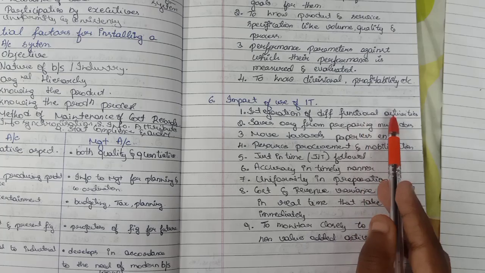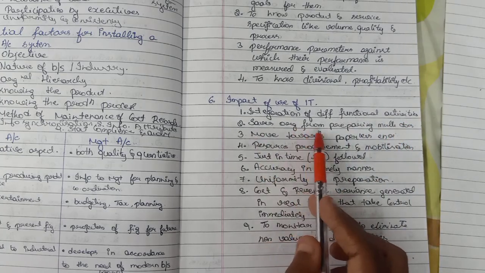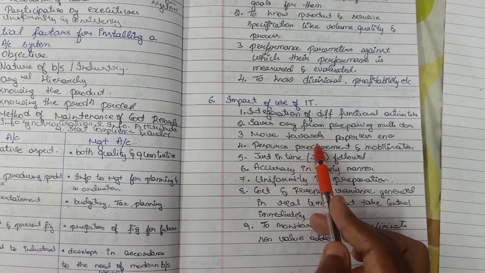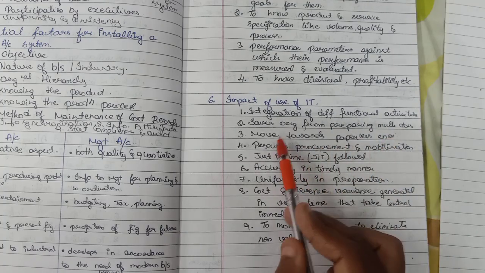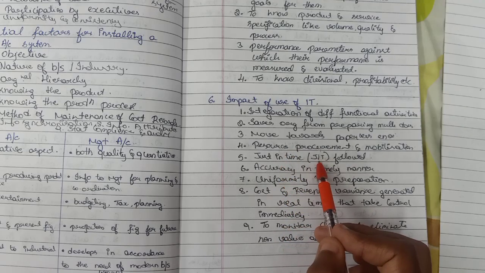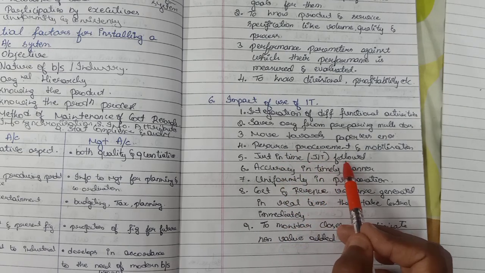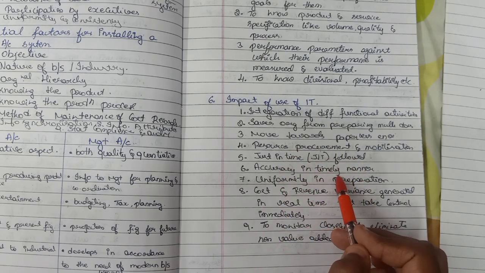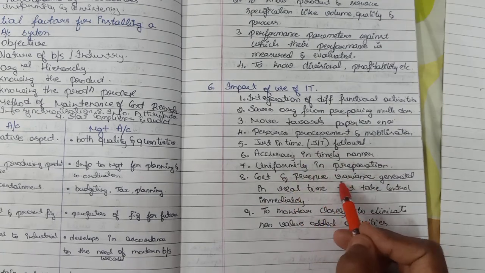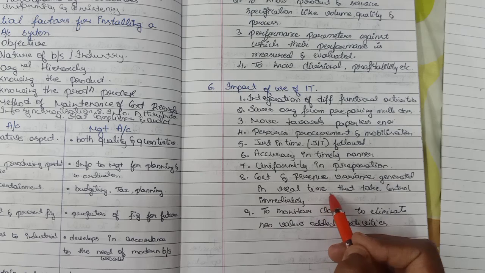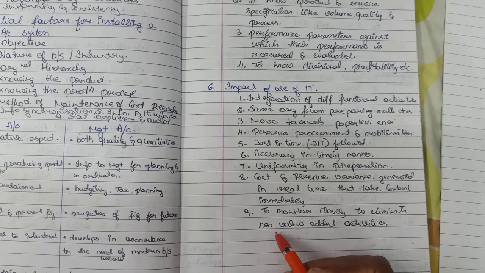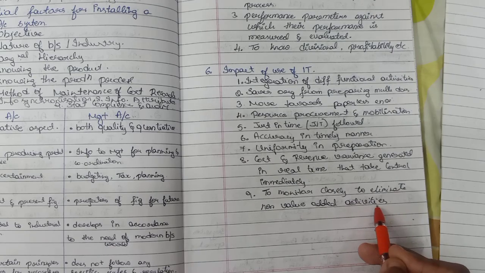Integration of different functional activities saves the organization from preparing multiple documents, moves towards a paperless environment, resource procurement and mobilization just in time, that is JIT is followed, accuracy in a timely manner, uniformity in preparation, cost and revenue variance generated in real time so that we take control immediately, to monitor closely to eliminate non-value added activities.